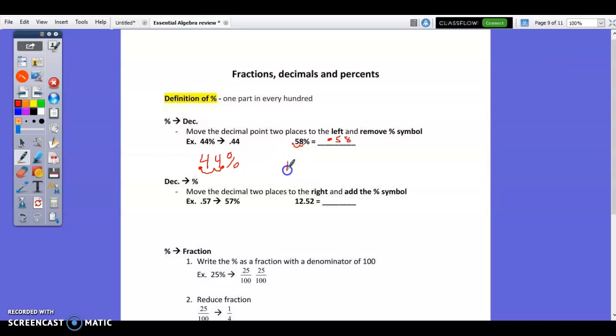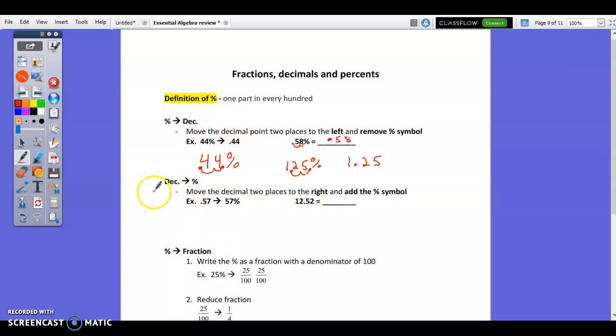So if I had 125%, well, again, we still only move it 2 spaces. So if I have the decimal point there, I would move it 2, 1, 2, and put the decimal point there, rewrite it as 1.25. So 125% of something would be, again, we're comparing to 100, so it's 1 whole and then 1/4 or 0.25, 25% of that next part. All right, so that is going from a percent to a decimal.